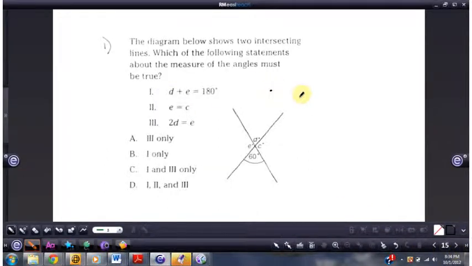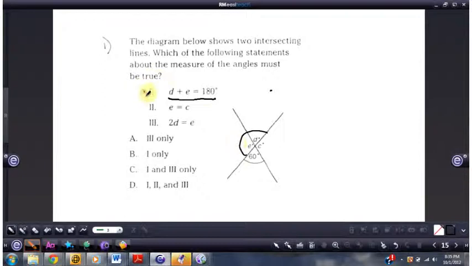Okay, the diagram below shows 2 intersecting lines. Which of the following statements about the measure of the angles must be true? The first one is D plus E equals 180. That would only be true if D and E are actually supplementary, i.e. on the same line. If I look at D and E, they are in fact on the same line, which means D plus E does in fact equal 180.